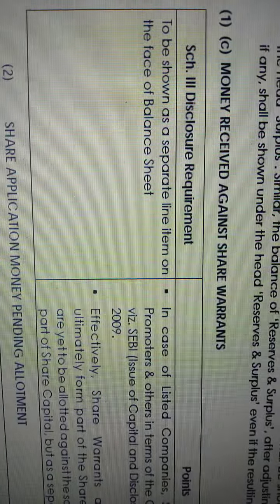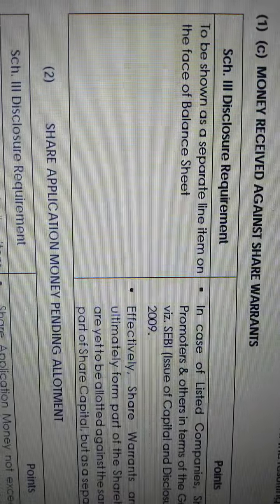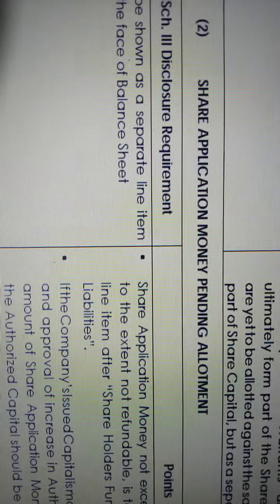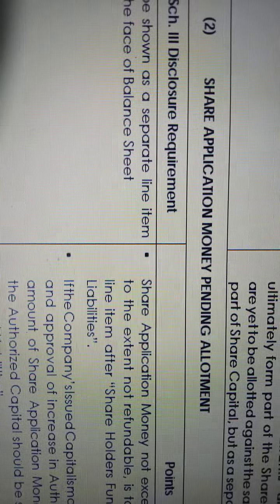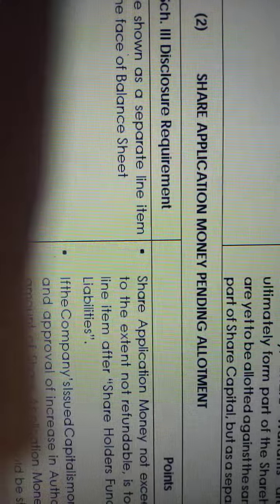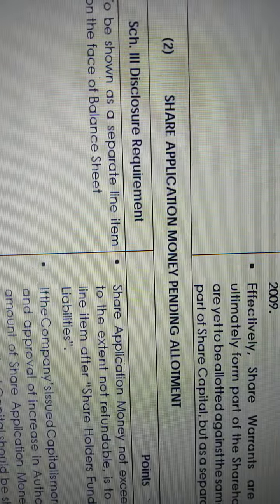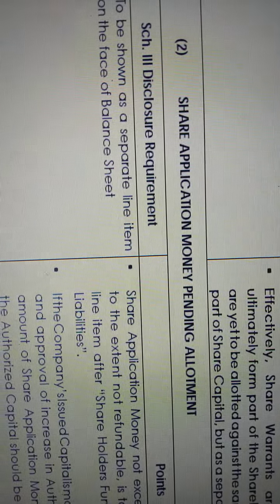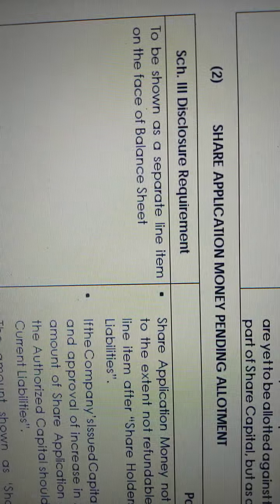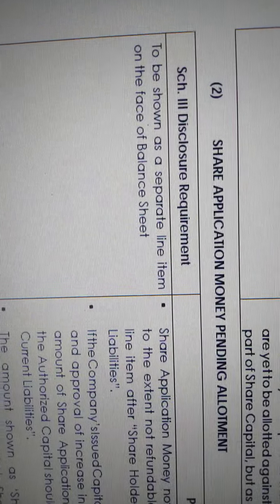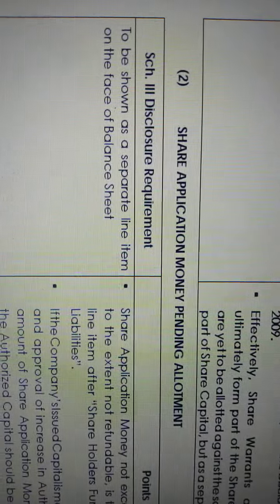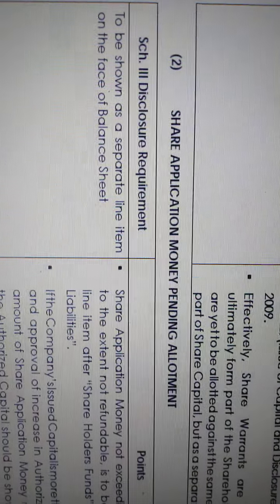I am just explaining the format now. Next, a separate item: share application money pending allotment. What is share application money pending allotment? I am issuing shares and I invited applications. A lot of people subscribed, but I have not allotted the shares. That is share application money pending allotment. Since I have not allotted, the money is pending in this account. I should present this separately because this is not actual share capital, as the shares are yet to be allotted. Okay, so that is what they said here.